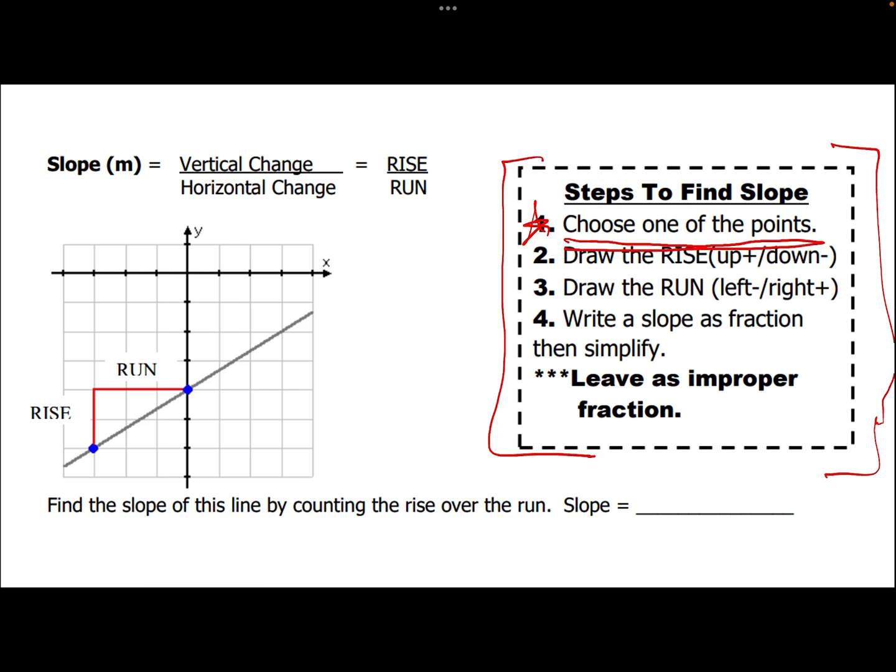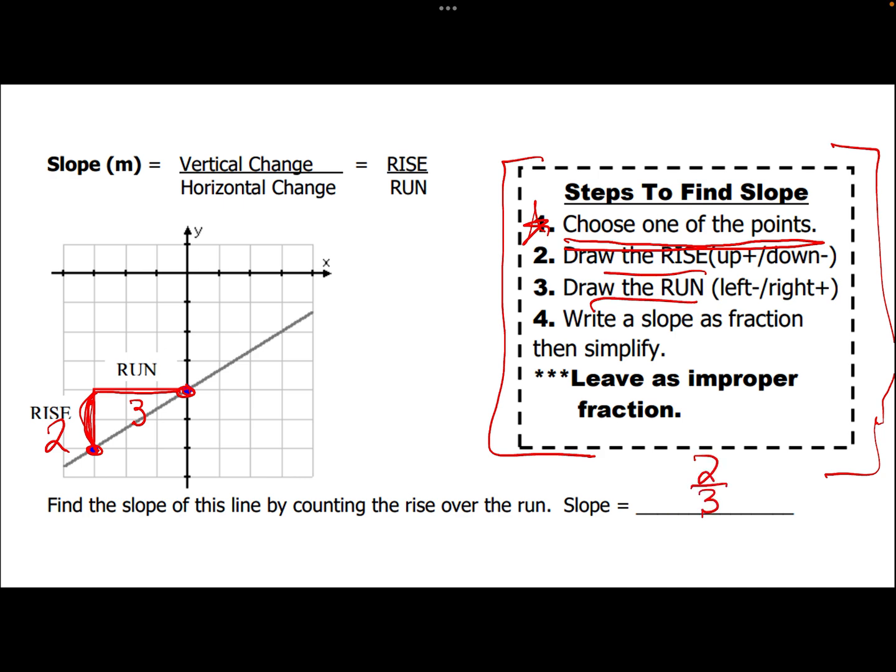So here you have a picture, point 1, point 2, and you're going to draw this little stair step lightly. Do not make it part of your graph. And you're going to figure out how much did I have to go up, 2, over how much did I have to go over, 3. Draw the rise, draw the run, count those numbers, and that is your slope.